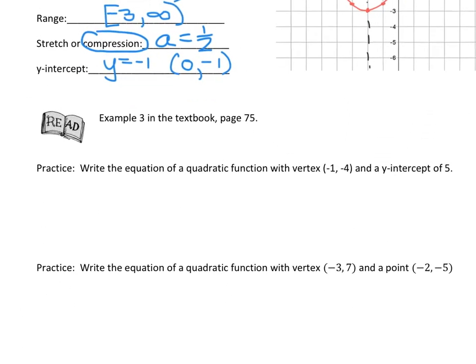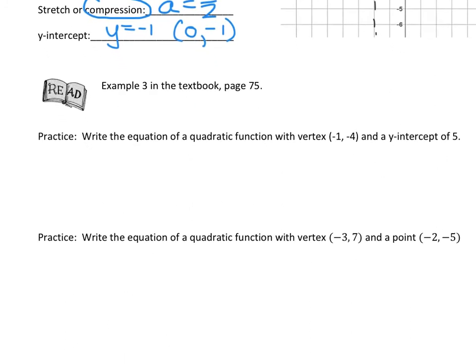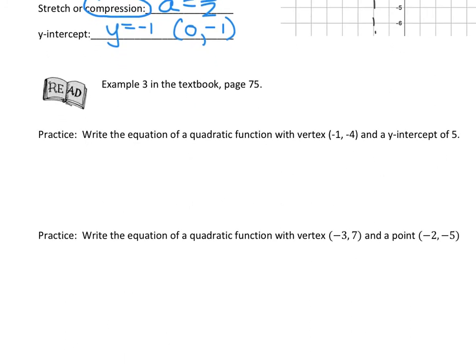Now let's take a look at how we can write a function when given the vertex information. And I should point out here that a good example to read in the textbook is on page 75, which is another example of how to do this. All right, so we're told that the vertex is (-1, -4). That means we're going left 1.